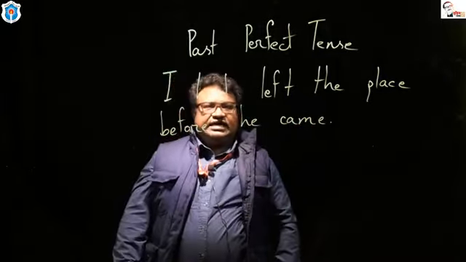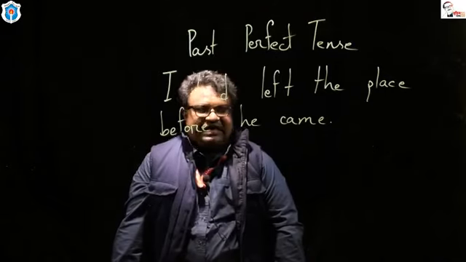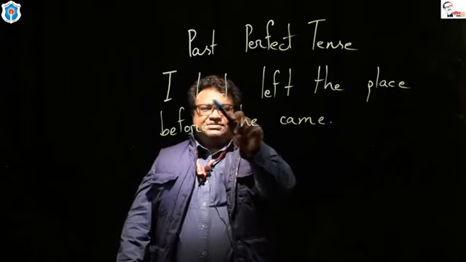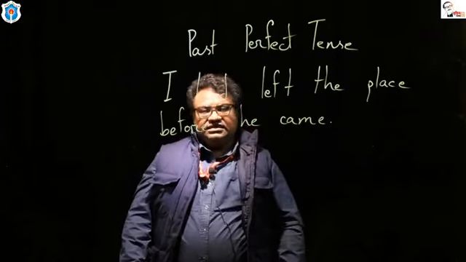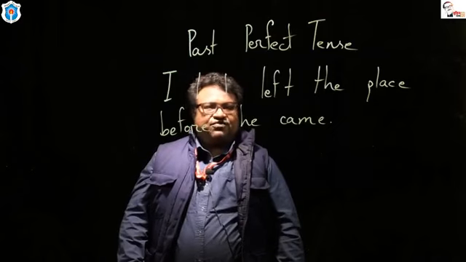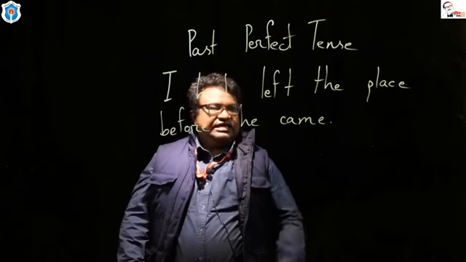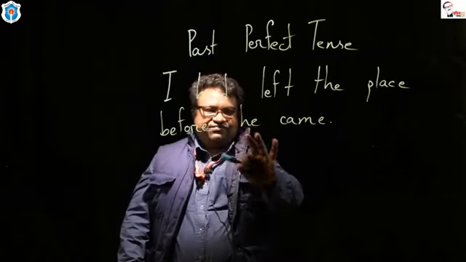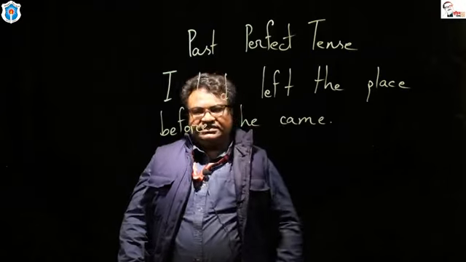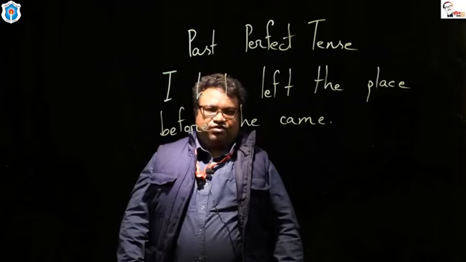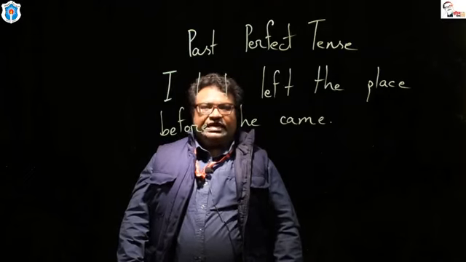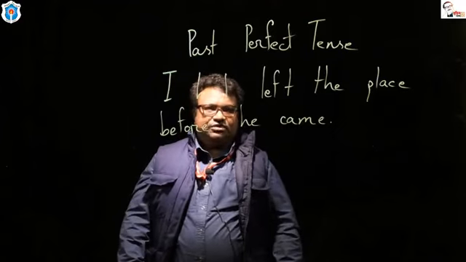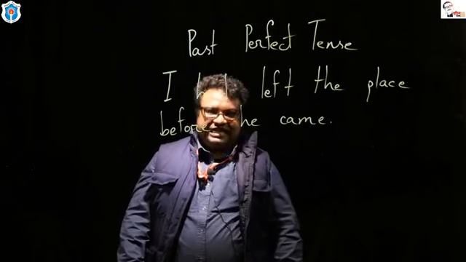So here we see, I had left the place before he came. Here in case of past perfect tense, the subject plus had plus the past participle form of the main verb left, then the object, the place, and then we see before. After before we are using the simple past tense. So when we are using before, we will use past perfect tense at the earlier part, while we will use simple past tense at the later part.